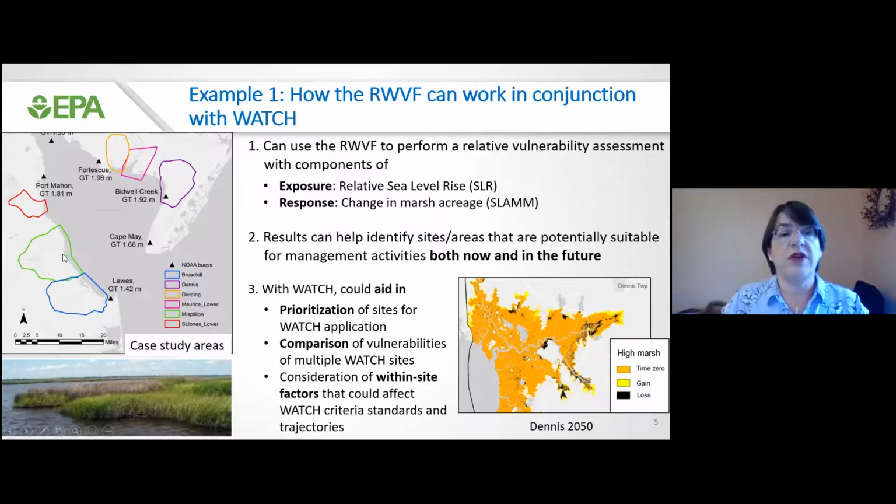And this could help with perhaps prioritizing based on future value where you even want to do a watch application, or if you are doing multiple watch sites, comparing their vulnerability in the future with each other. But when you get to the within site level, this is a close-up of part of the Dennis site, and you look at a specific marsh type, high marsh, consideration of some of these within marsh factors within SLAM could affect potentially how you set your criteria, standards, and trajectories.